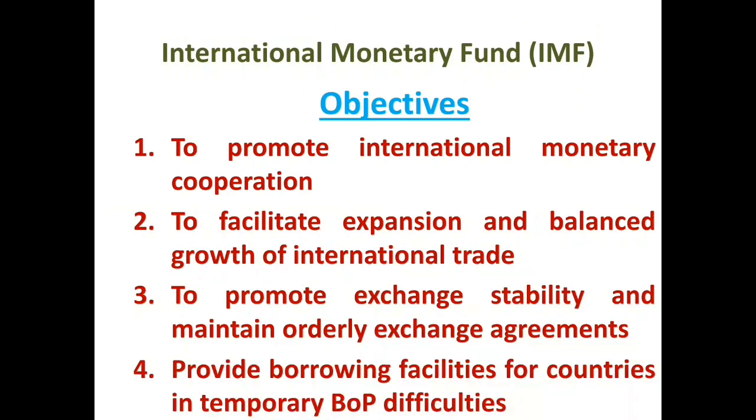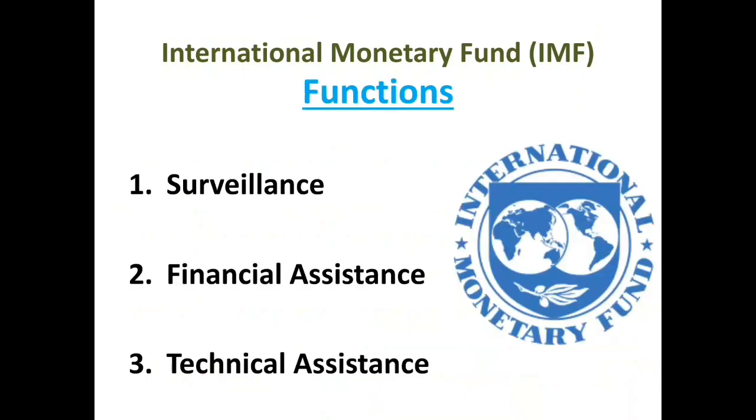There are four broad objectives of the IMF. One, to promote international monetary cooperation. Two, to facilitate expansion and balanced growth of international trade. The third and fourth ones are more important: to promote exchange rate stability and maintain orderly exchange rate management. Finally, to provide borrowing facilities for countries to finance temporary balance of payment difficulties.